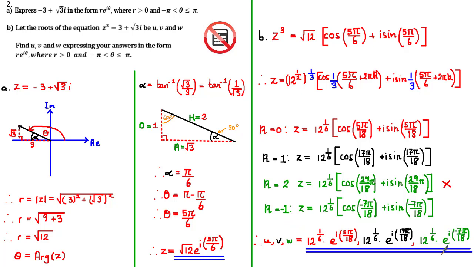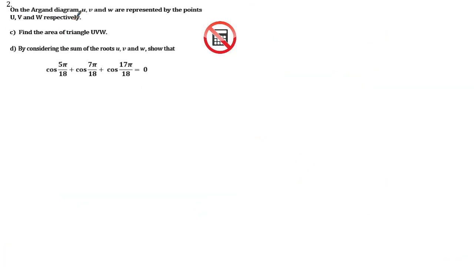Okay, let's have a look at the next part of the question. On the Argand diagram, u, v and w are represented by points capital U, V and W respectively. The first part asks us to find the area of the triangle UVW. So I'll leave you with a few moments to pause the video to have a go at this problem. When you come back, I'll show you the workings.